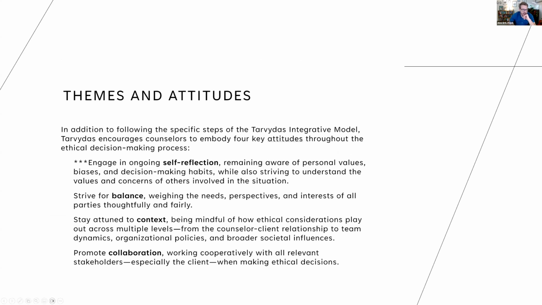Tarvydas also said, not only do we need to consider these various levels when making ethical decisions, but there are various themes and attitudes that should be embedded in the process. This first one, triple-starred, is self-reflection. Reflection is absolutely crucial in an ethical decision-making model and process. If we are not engaging in self-reflection, becoming aware of what our personal values are, what our biases are, what our habits are, then we're going to probably pollute the rest of the decision-making process.